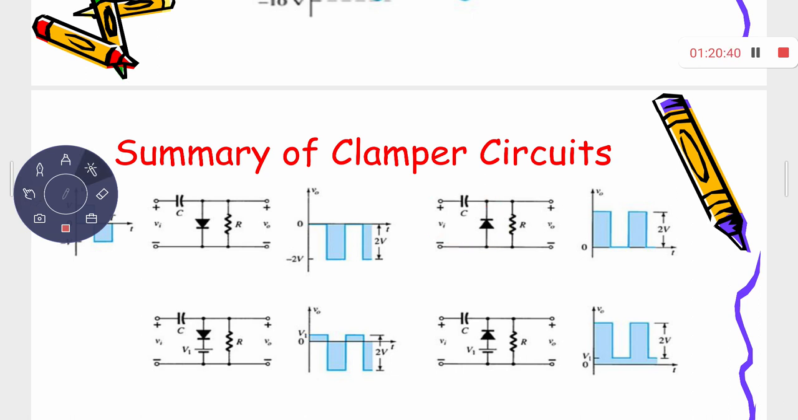Same thing. Positive clamper. The only change is here you have minus plus. So this time what you can write? Minus plus V minus V naught, that is equal to 0. So V naught is equal to VI plus V. Right? So if the input is at 0, the output will be at V; if the input is at plus V, the output will be at 2V. And when the input is at minus V, the output will be at 0. Okay?